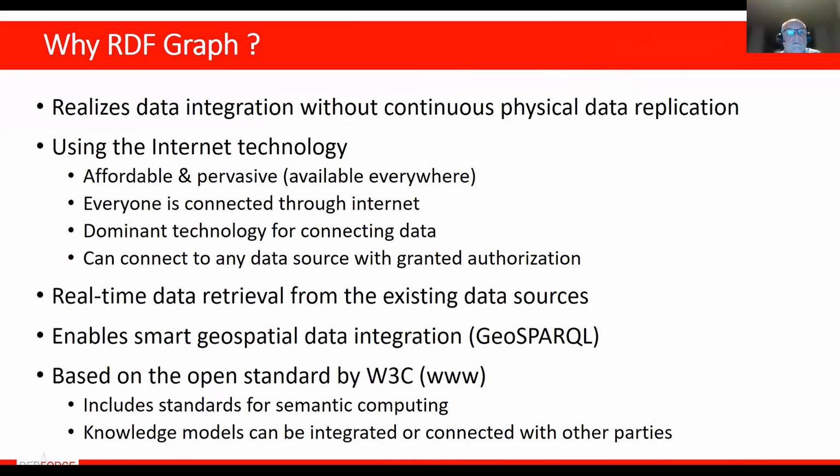Why have we chosen the RDF graph? First of all, we wanted to avoid, in fact, as much as possible, data replication. And on the other hand, RDF technology uses the internet. So that means that everyone, in fact, on this planet has internet available. And with this technology, people can, in fact, query data all around the world if they are granted and authorized for this access.